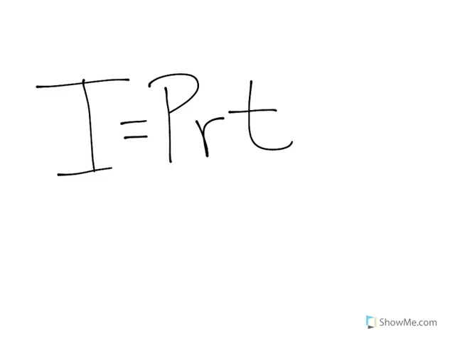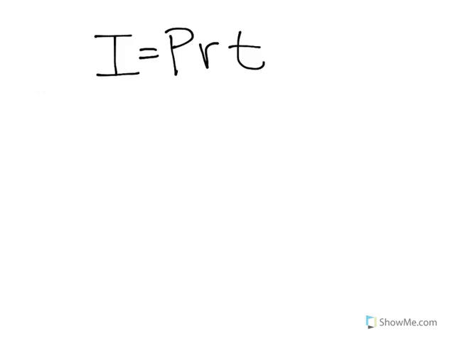Okay, the next formula that we're going to take a look at is the interest formula for simple interest. And the formula is interest equals PRT. So that is interest earned equals the principal, the starting amount of money, times the rate that you're earning, and the time that you're earning it for. So let's apply this formula to a situation.